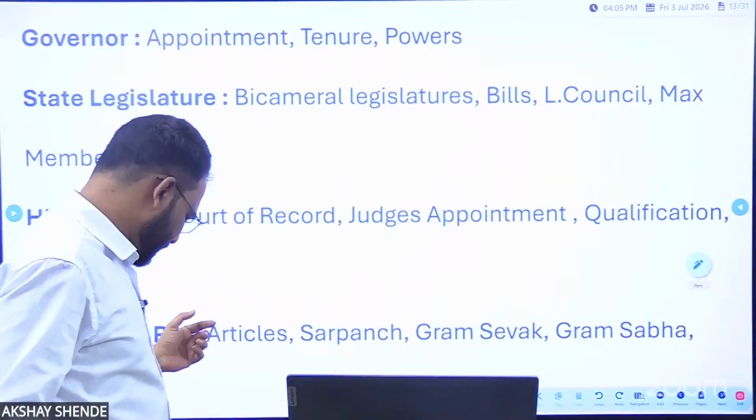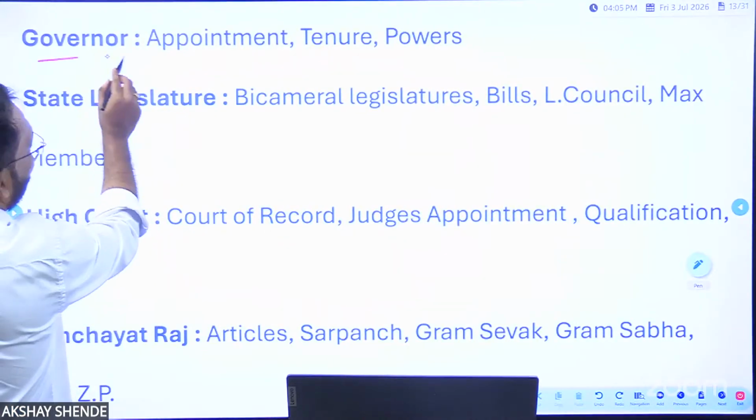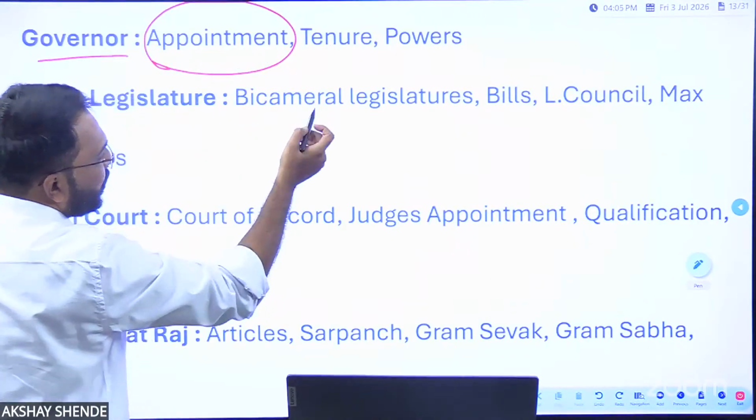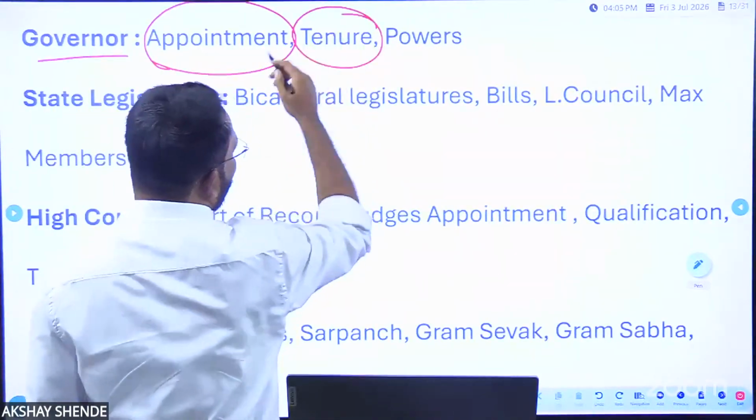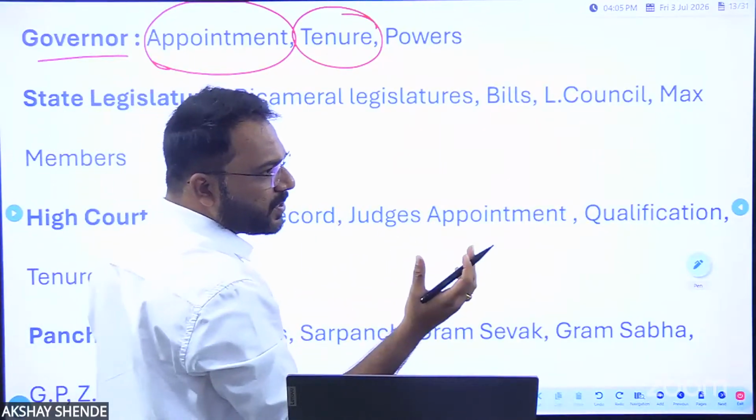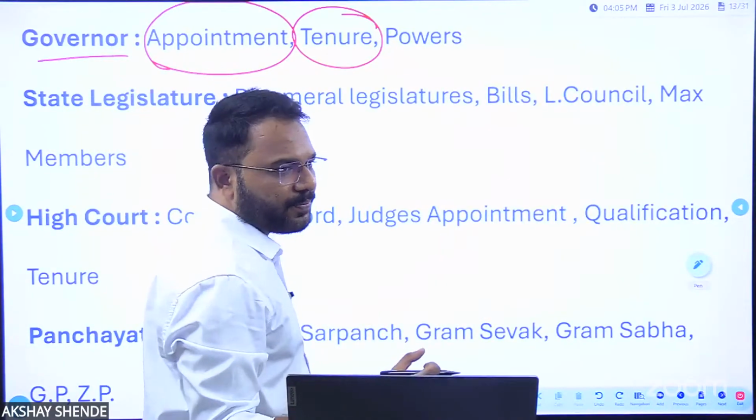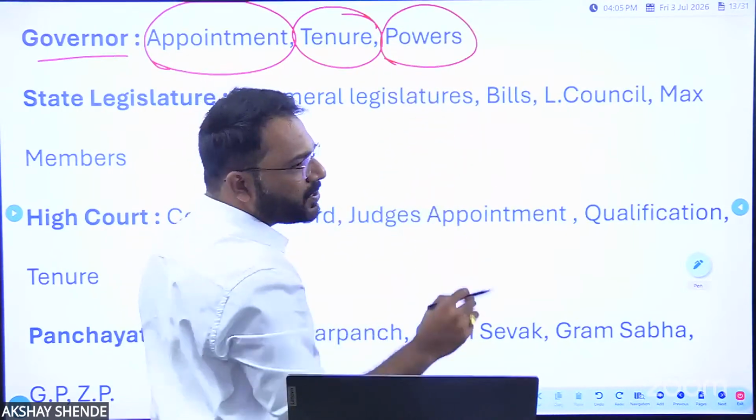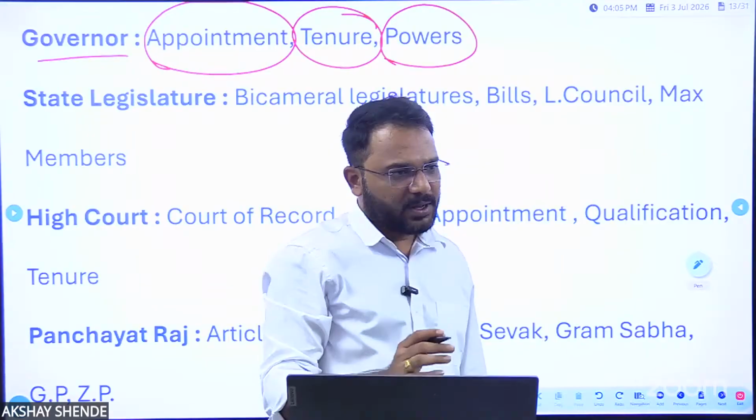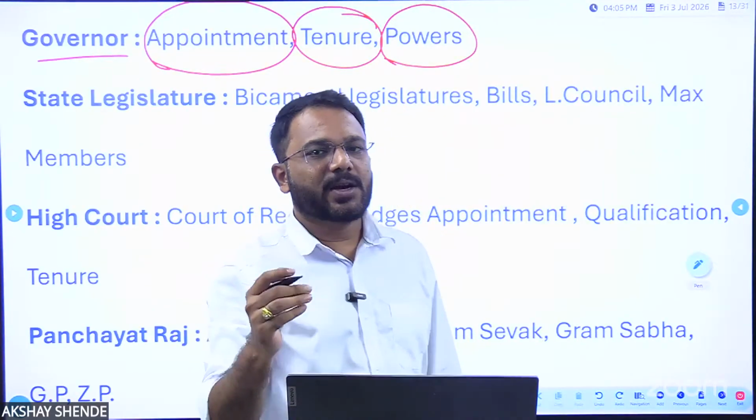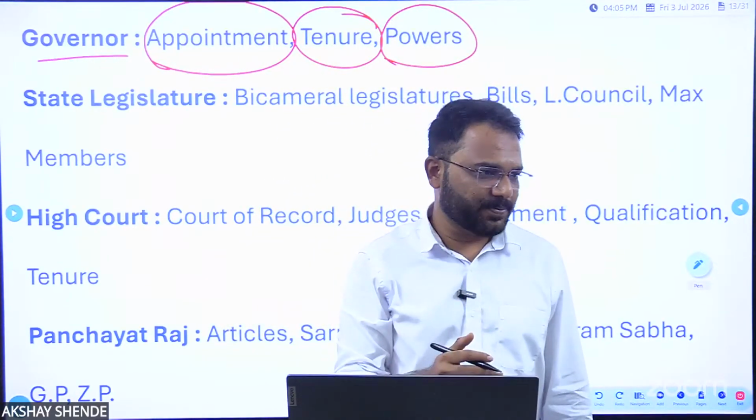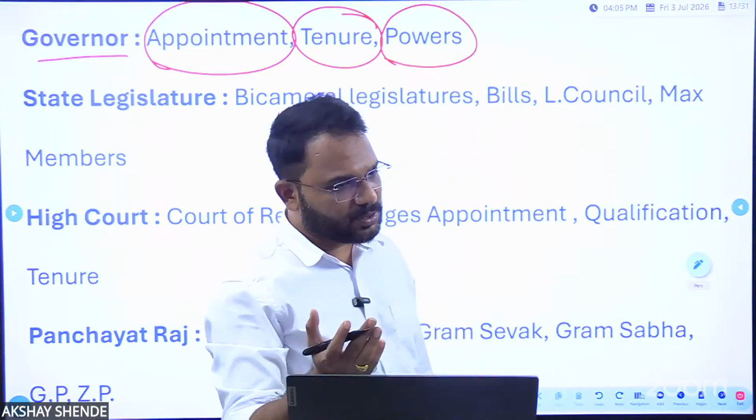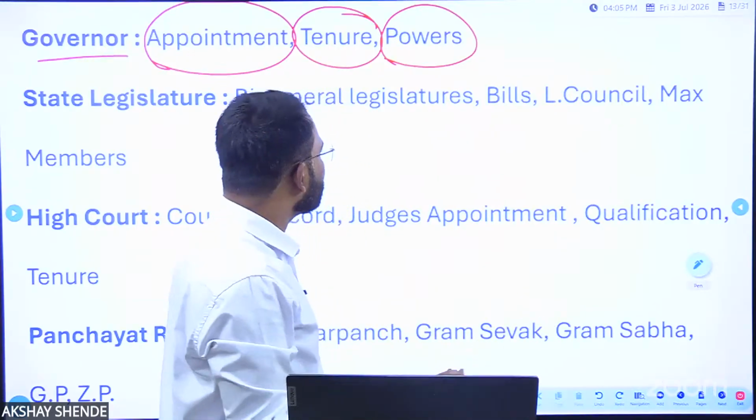Let's take a look at this. For governor, they ask you questions about the appointment, that is, who appoints the governor. They will also ask you the tenure, that is, for how many years a person can be appointed as a governor. Now the powers: what are the powers related to the governor which he exercises during the tenure of his governorship in the state? Related to state legislature, executive, ministries and all those things.